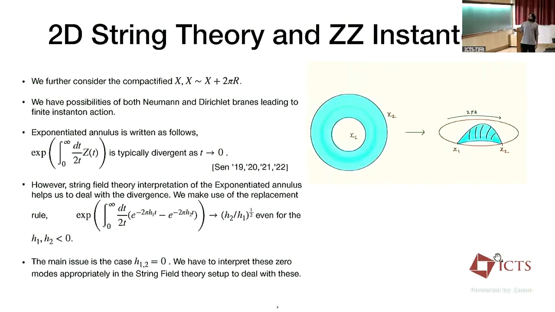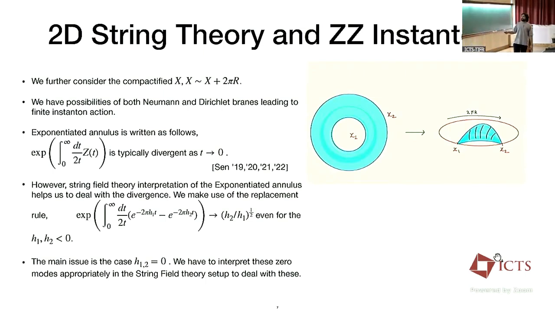Now we further considered a compactified boson, where, as Ashok talked about in the morning, you have this X identified. And now both Neumann and Dirichlet lead to finite instanton action. The object of interest is the exponentiated annulus I showed earlier, which corresponds to such a calculation, where this Z is the annulus partition function. It is typically divergent as t goes to 0 in this integral. However, the string field theory interpretation of this exponentiated annulus helps us to deal with this divergence.